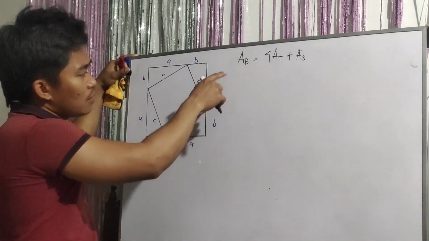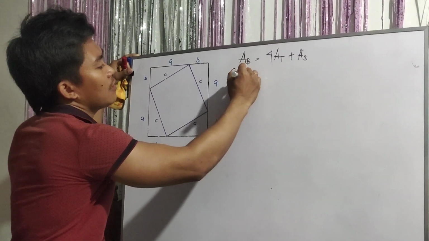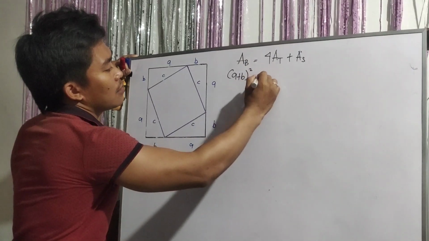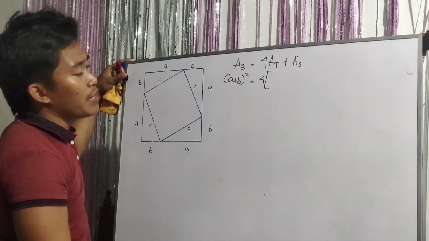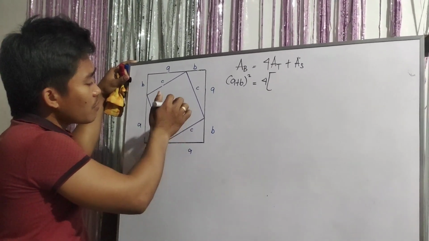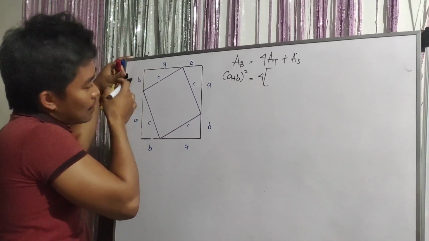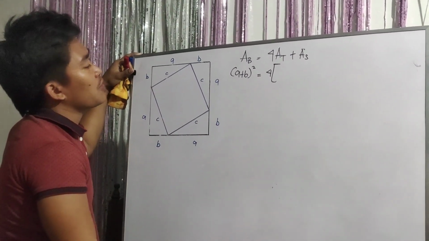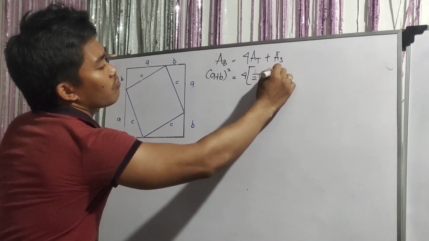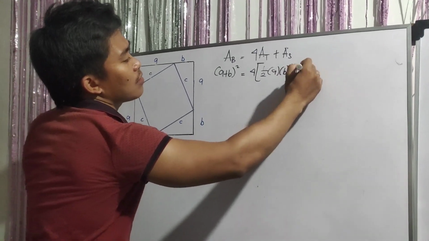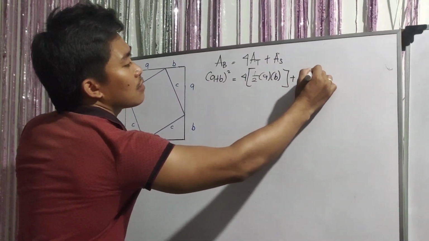Now, what is the area of this bigger square? Of course, that is just A plus B squared. So A plus B squared equals, we all know that the area of a triangle is just 1/2 base times height. Now in that triangle, whether you take B as the base or A as the base, still the area of a triangle is 1/2 AB, plus the area of the smaller square, that is just C squared.